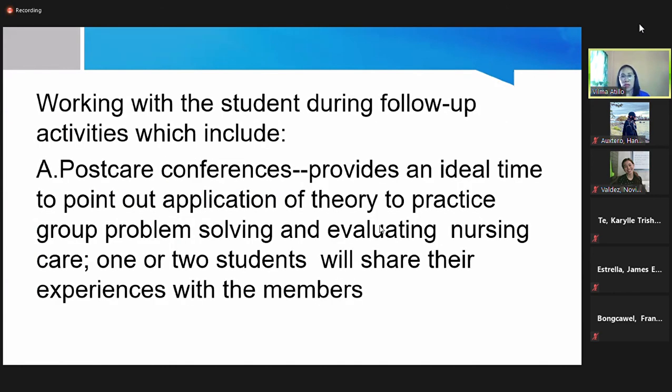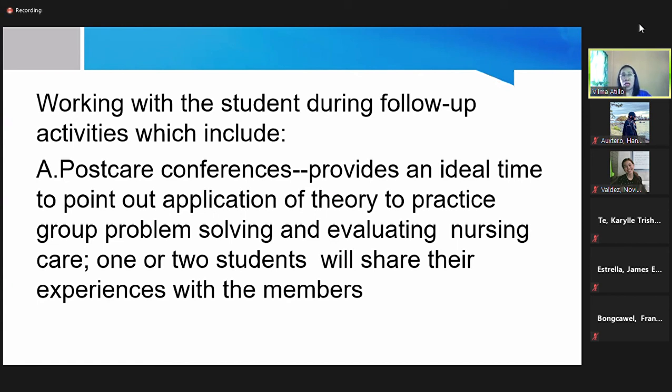Then, working with the student during follow-up activities, which includes post-care conferences. So, post-care conferences will be done after your duty. If the CI tells you to end our duty by 1 o'clock, after 1 o'clock you will have your post conferences. This is the time when the teacher will give some quizzes, as I have mentioned. This is the time that the clinical instructor will also correct what should be corrected before the procedure, no?